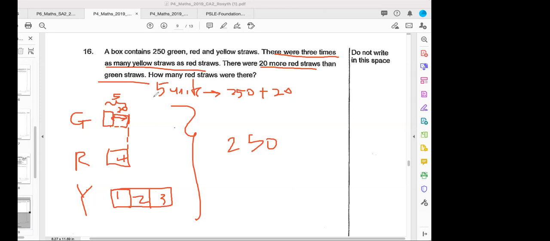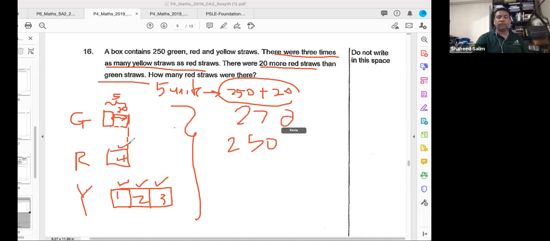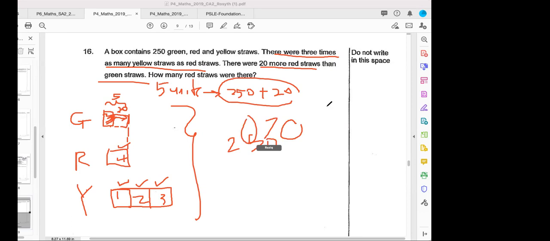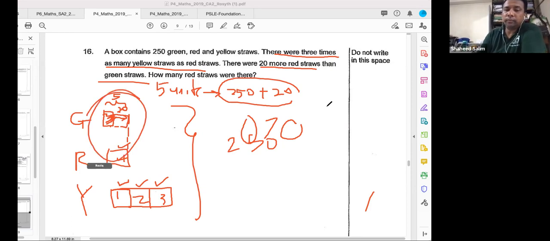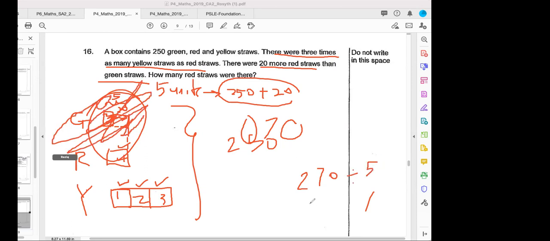Can get 270. Okay, so total 5 units get 270. You see, this is 1 unit. This is 1 unit. 1 unit altogether, 3 units. This one 1 unit, 4 units. This one is not 1 unit. You must plus 20. 250 divided by 5. You get 54? Is 4? Okay, 270 divided by 5.